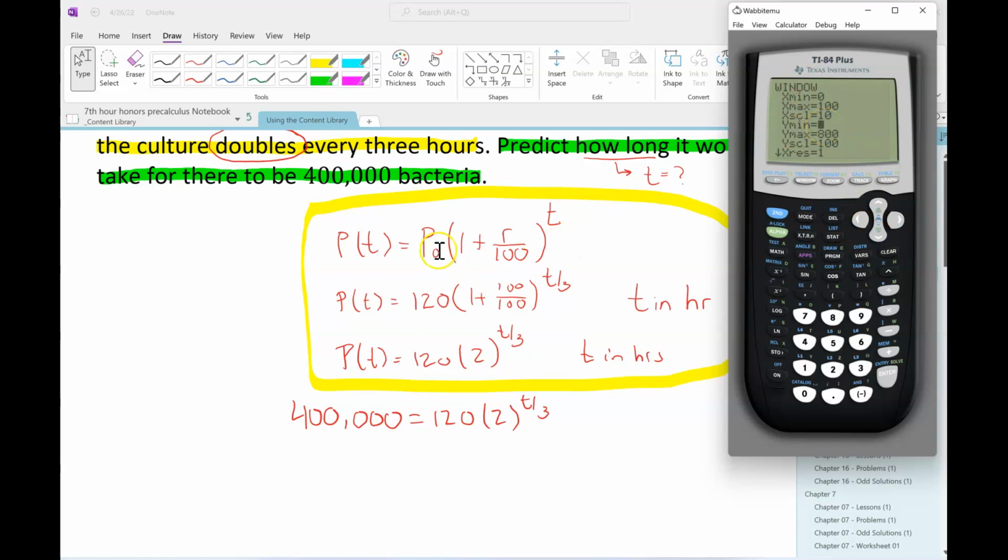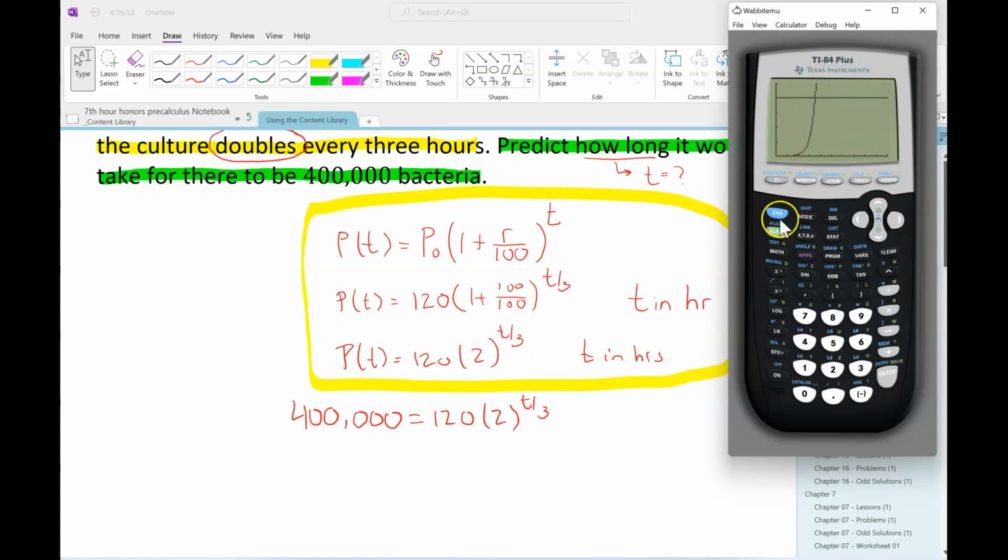The Y's are going to be representing the populations. So the minimum population would be 120. I'm going to just round that down to 0 because it's a round number. The maximum population I care about is this 400,000, but I'm going to use 500,000 just so that the line I'm solving for isn't at the very tippy top of my viewing window. It's a little bit easier to see. And we'll go up by, say, 100,000s. So there's my 400,000 line. Here's my population curve. There's my intersection.